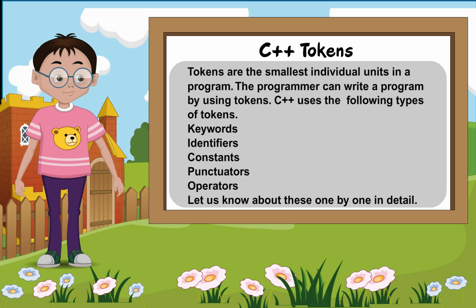C++ tokens. Tokens are the smallest individual units in a program. The programmer can write programs by using tokens. C++ uses the following types of tokens: keywords, identifiers, constants, punctuators, operators. Let us know about these one by one in detail.